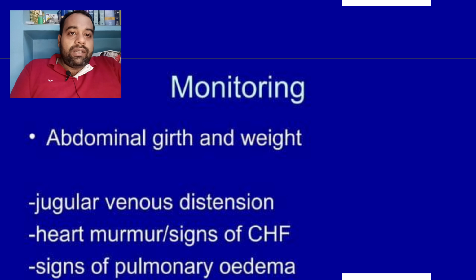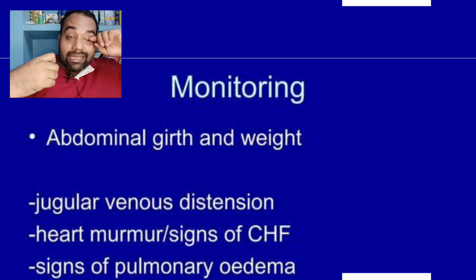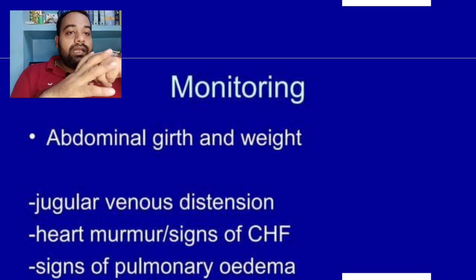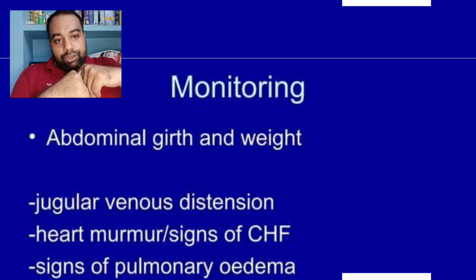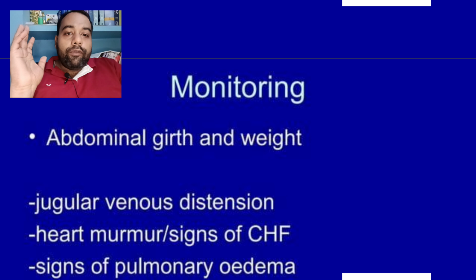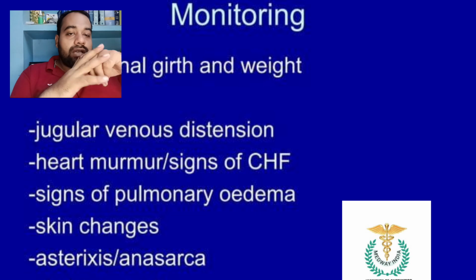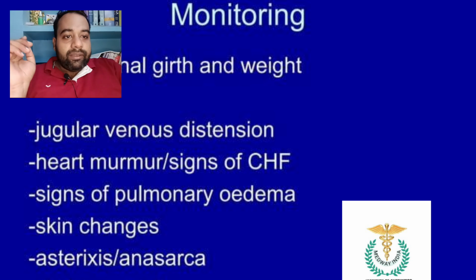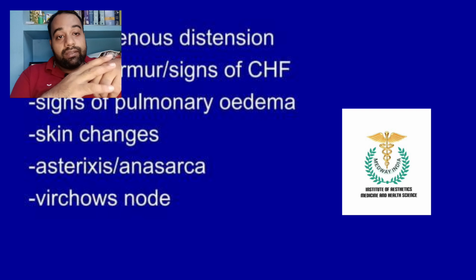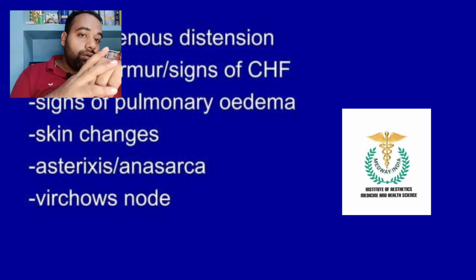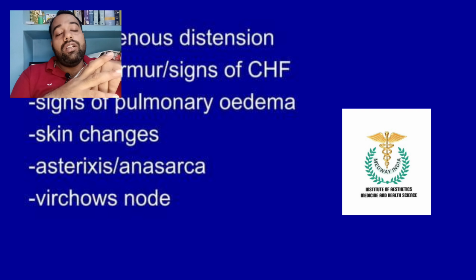So you have to monitor such patients at regular intervals, because how much ascites has developed till now is pretty much important. So your abdominal girth and the weight are typically measured regularly in such patients. Also, always try to look for the jugular venous distension, a hepatic murmur, and the signs of congestive heart failure. Also, the signs of pulmonary edema, skin changes, asterixis, anasarca, and the Virchow's nodes are very much important to acknowledge by the clinical examination.